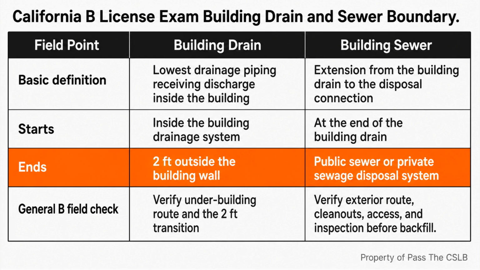A 3-inch line does not fit that stated exception. That is an easy coordination trap because 1/8 inch per foot can sound like an acceptable alternate slope. It is not a general alternate. I remember it this way.